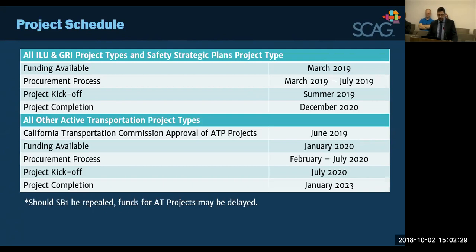So the other active transportation project types, Brian probably was going to cover this a little bit better, would be: California Transportation Commission approval of ATP projects is in June of 2019. Funding will be available in January 2020. The procurement process will be February through July 2020, project kickoff July 2020, project completion 2023. So you can see that the AT project types are a little bit more like Caltrans and like Metro Call for Projects applications, where we determine the awardees in the near term, but then really your projects will get started a little bit more medium to long term.